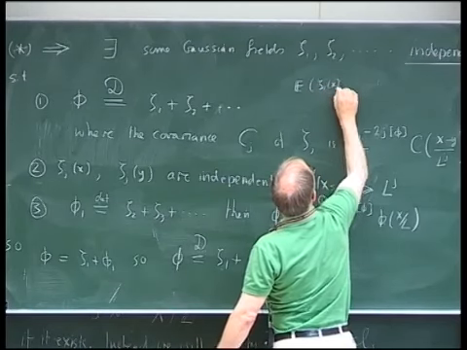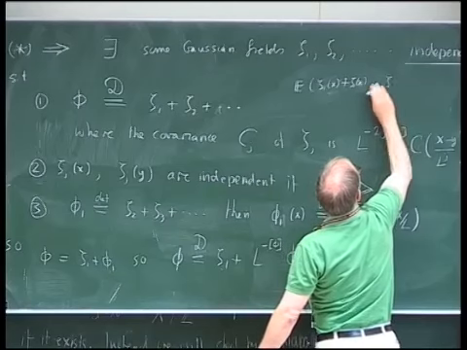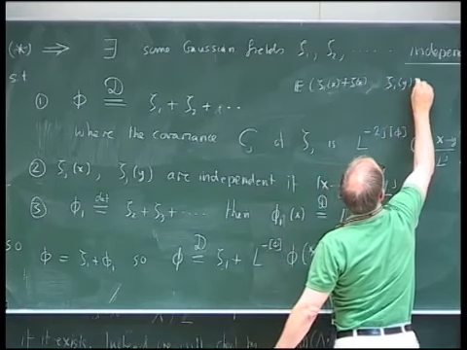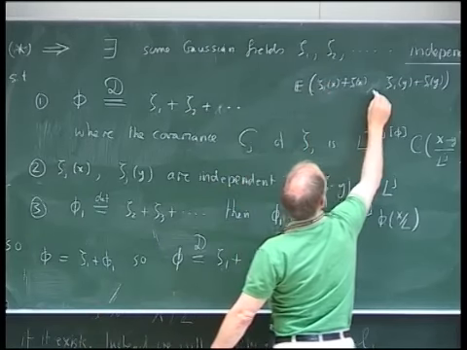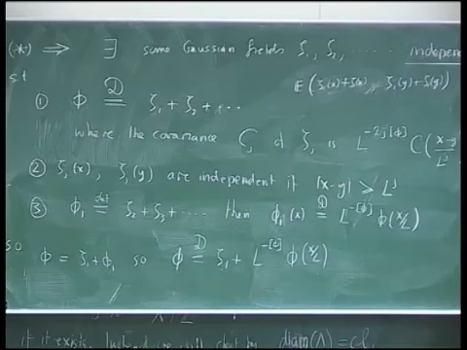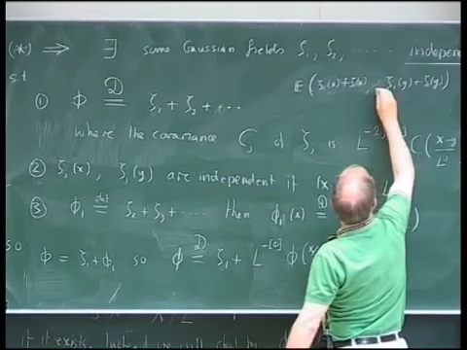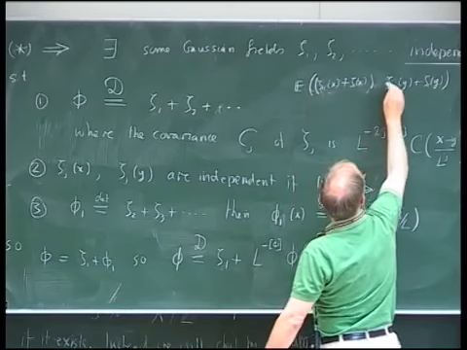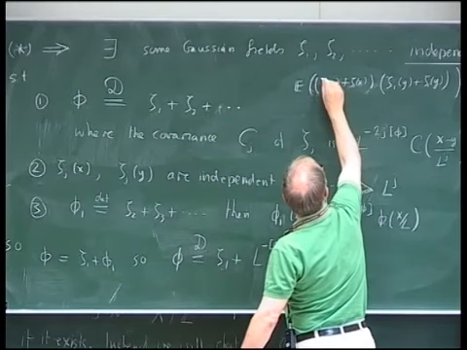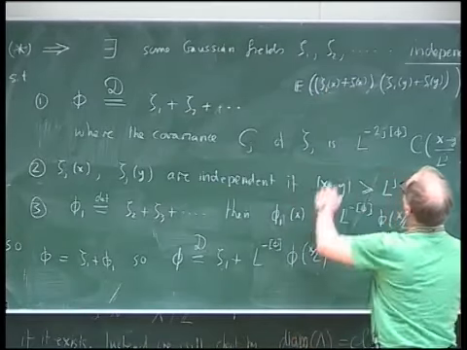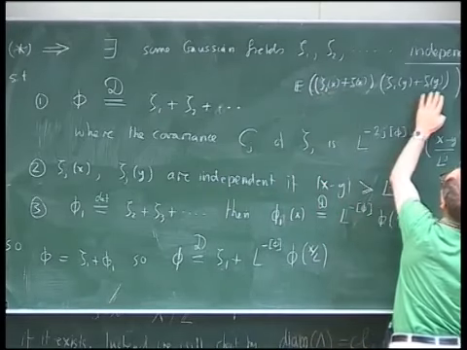Zeta 1 of x plus zeta 1 of x times zeta 1 of y plus zeta 1 of y. And I should say that all of my Gaussian fields have mean 0. So this is the covariance. This is the covariance of... I haven't written out the whole sum. I've just written out the first two terms. But think of this as phi at x, and this is phi at y.